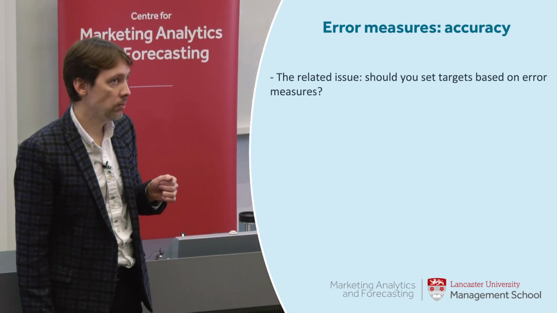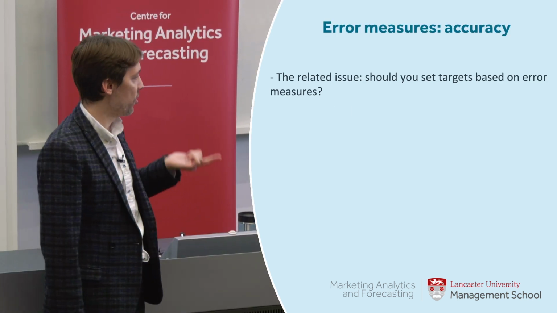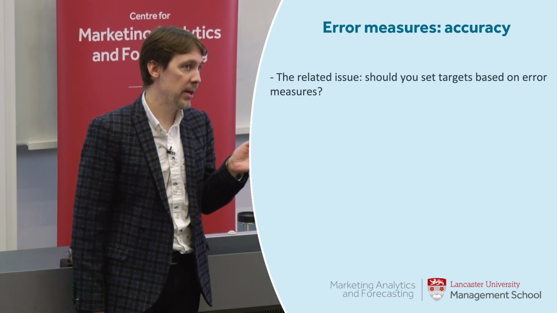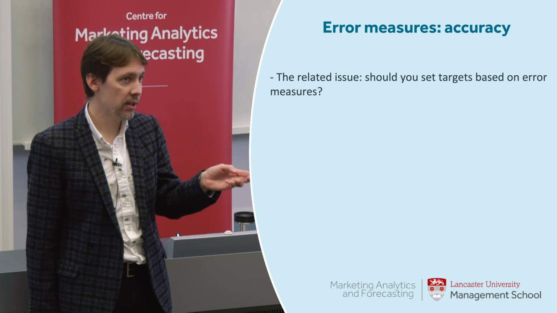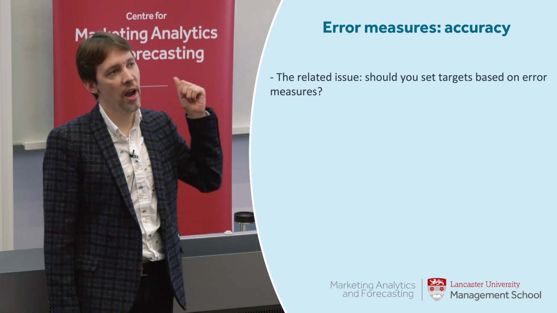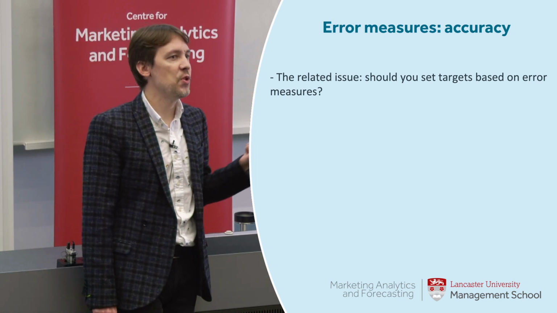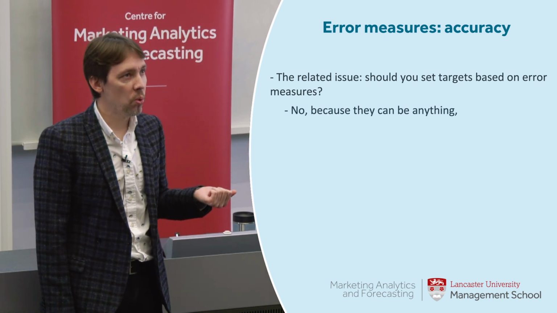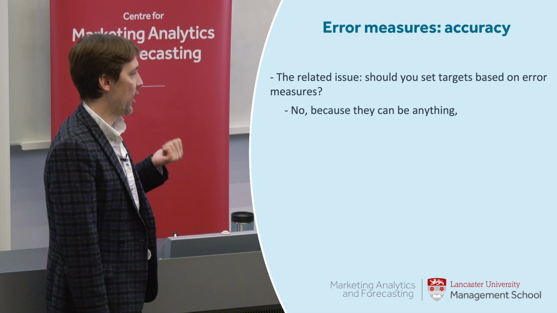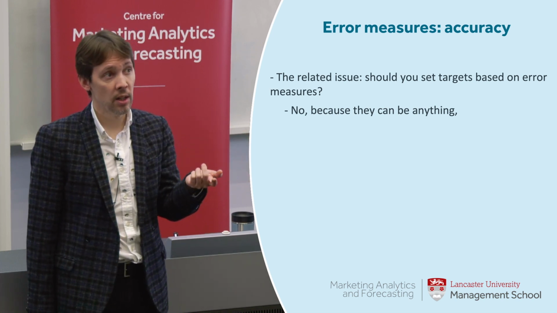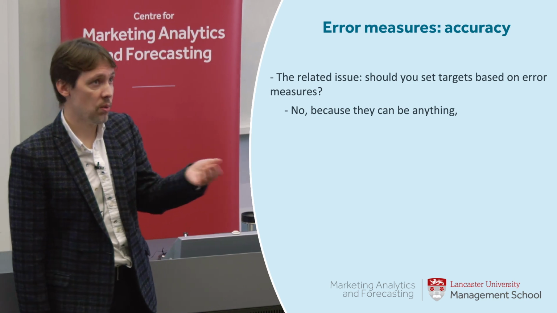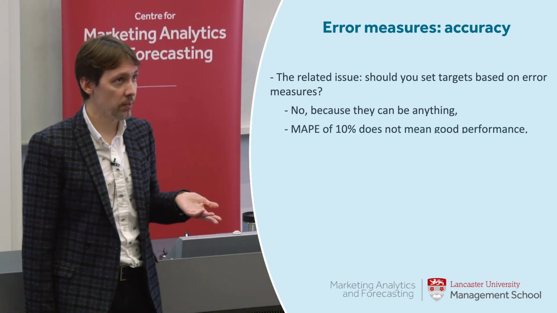Okay. Now, the related issue to this: should you set targets based on error measures? And I know that some companies do that. They say to their demand planners that your forecast needs to have an error measure of less than 15% or something like that. Well, the answer is no, because your error measures can be anything. As we've just seen, for one person it was 500, for the other it was 0.1. So there's no point in setting the threshold.